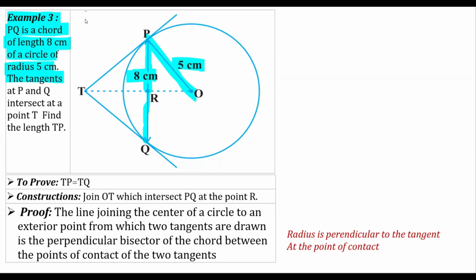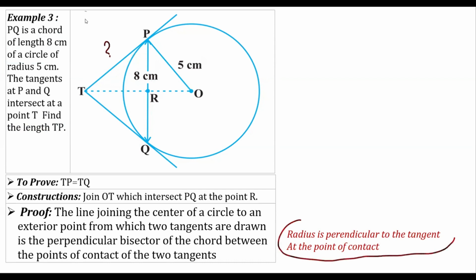And there are two tangents, that is TP and TQ, two tangents drawn from the same exterior point. What we have to find out is the length of this tangent TP. So we have to get the length of the tangent TP. For this, we are going to use two properties. One is Pythagoras theorem and the other is radius is perpendicular to the tangent at the point of contact.